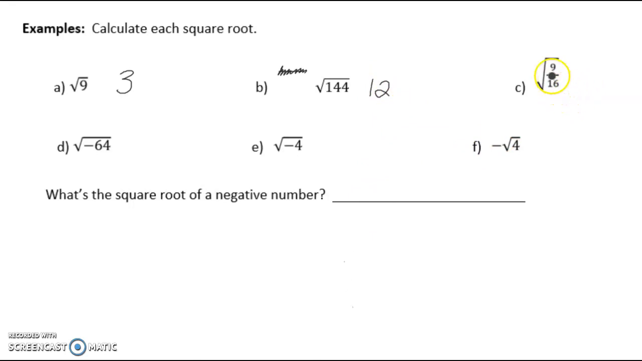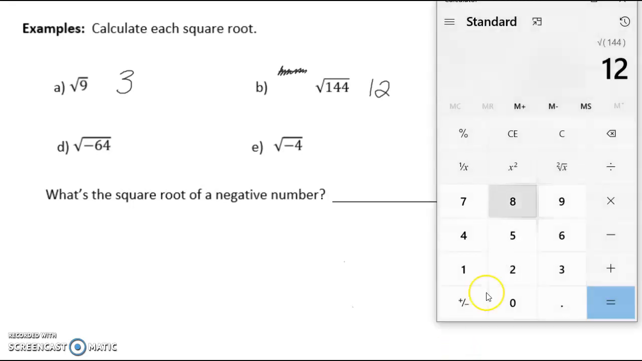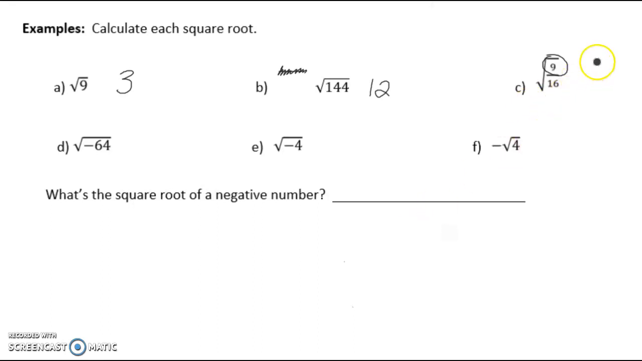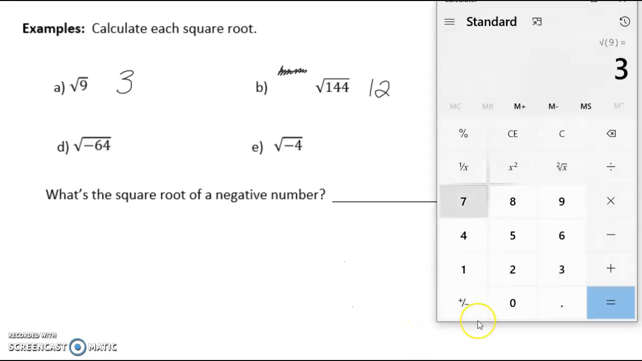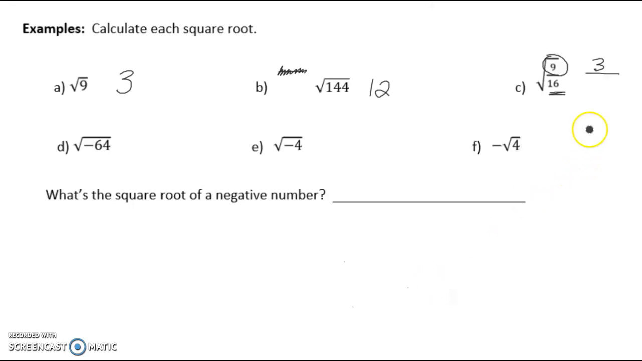The square root of 9, sorry, I don't know why I just drew that on there. So the square root of 9, you can do that one first in your calculator. We know the square root of 9 is 3. So it's going to be 3 over, and then you do the square root of 16. The square root of 16 is 4. So the answer is 3 over 4.